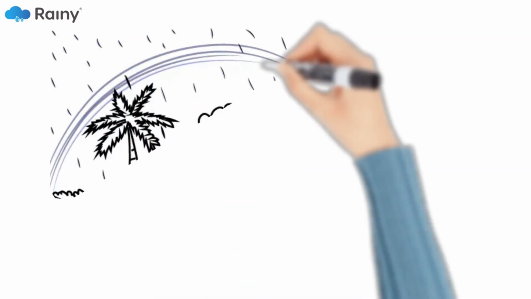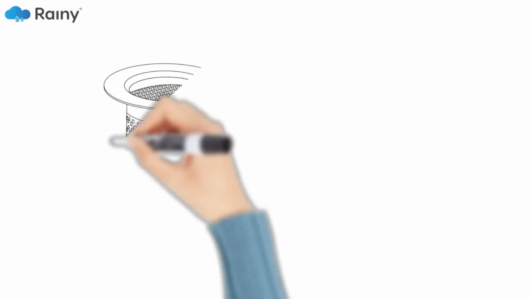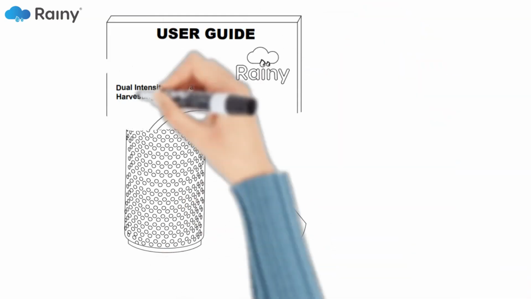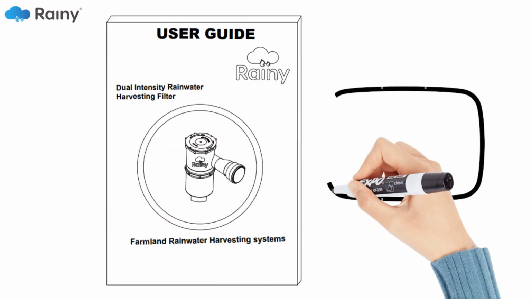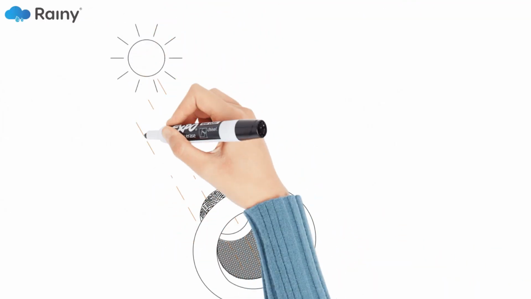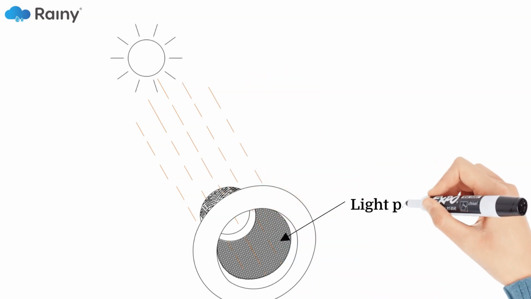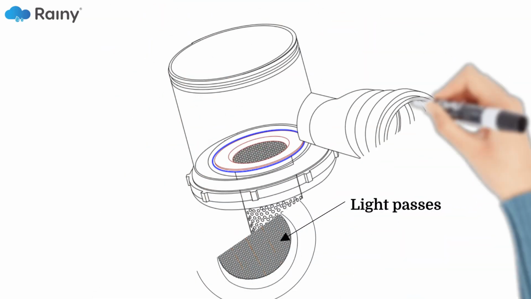Before the onset of the monsoon season, ensure a thorough cleaning of the filter element by referring to the user guide or installation video. After cleaning, lift the filter element and observe under sunlight. Light should pass through the filter element sieve. If light passes, reinsert the filter element.